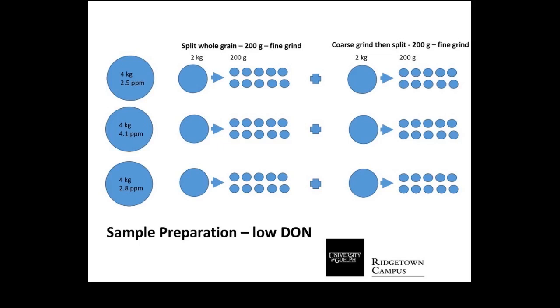And so we did this with low DON grain, and then we had 3 sets of samples of middle range DON, around 8 to 10 parts per million, and then we did it again with a grain at a higher concentration, high DON, somewhere around 20 parts per million.